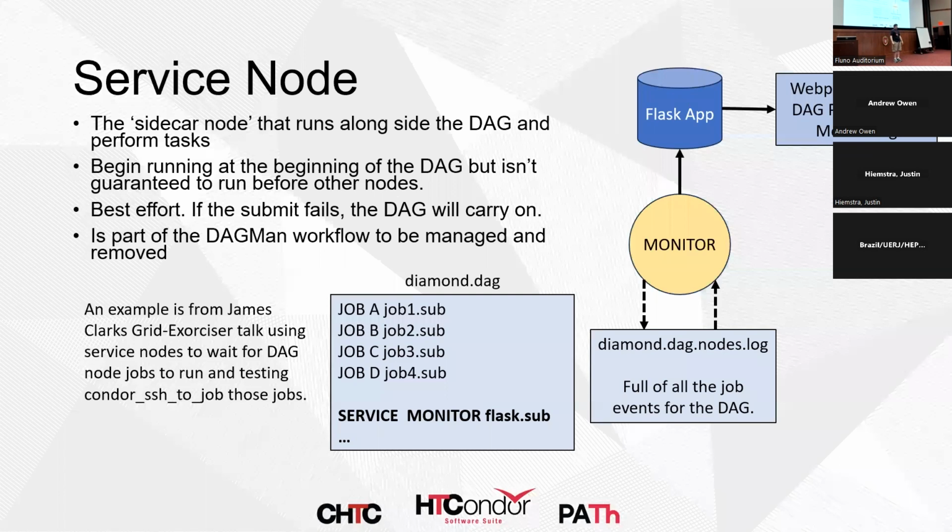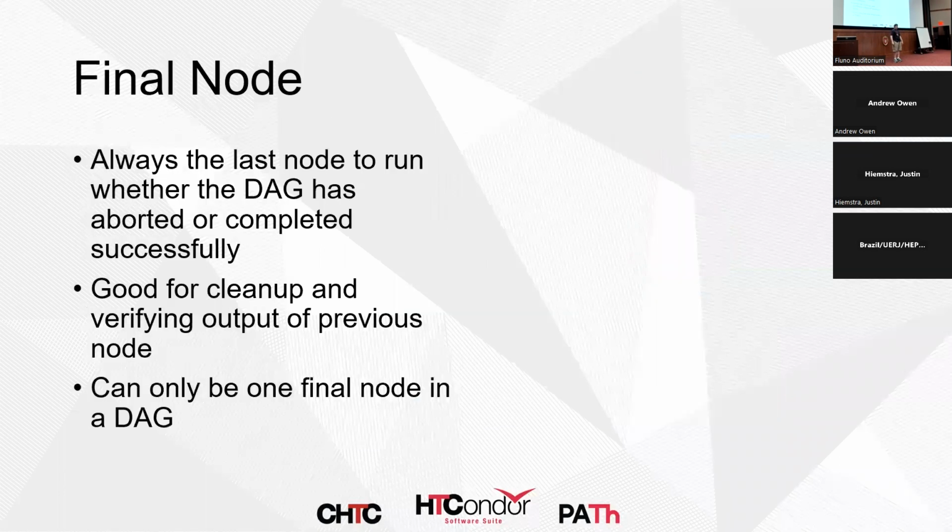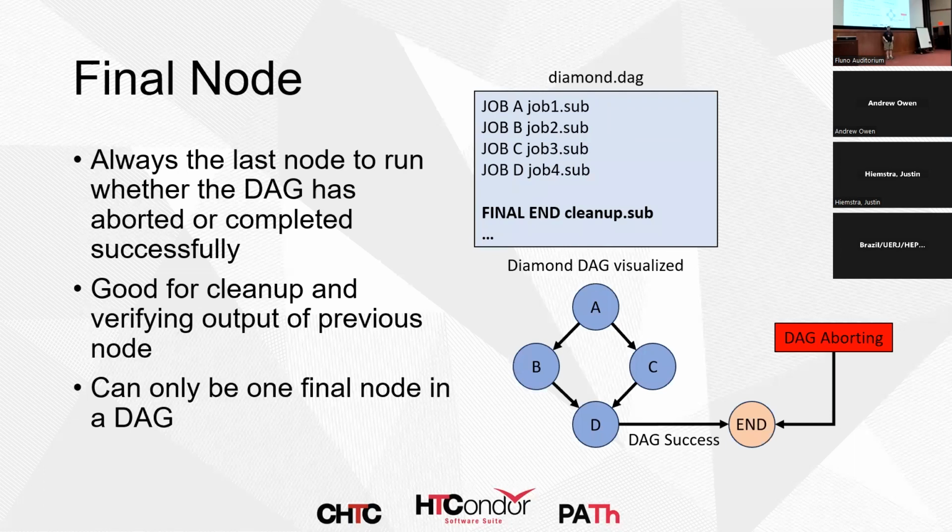The final node, ironically enough, is the final node. This is a node that always runs at the end of a DAG, whether we are successful or we failed. This is really good for cleanup of various outputs or checking stuff from failed nodes or just making sure the overall DAG went well. Once again, like the provisioner node, there can only be one. Makes a bit more sense for the final node, because if you had 10 final nodes, which one's the final node? A bit confusing.